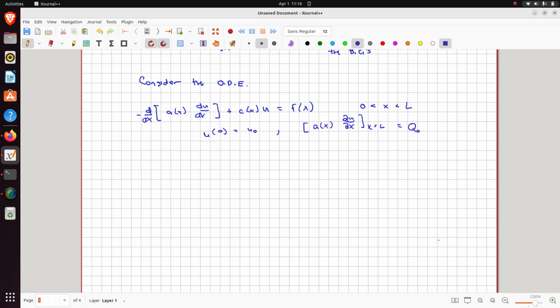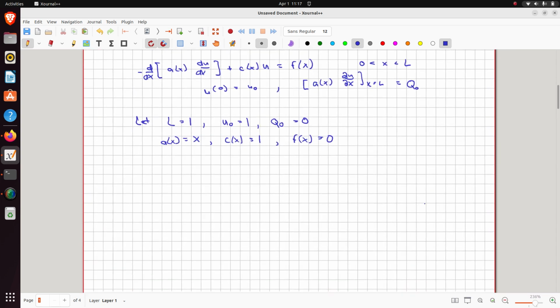So for the problem we're going to consider right now, we're going to let L equal to 1. So we'll solve the problem on the domain 0 to 1. We'll let u0 equal to 1. We'll let Q0 equal to 0. A of x will just be x. C of x will be 1. And f of x will be 0.